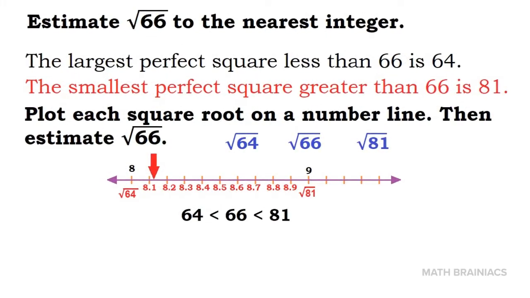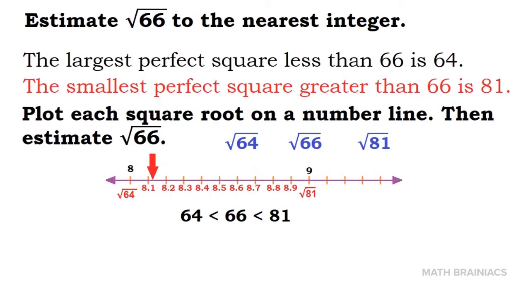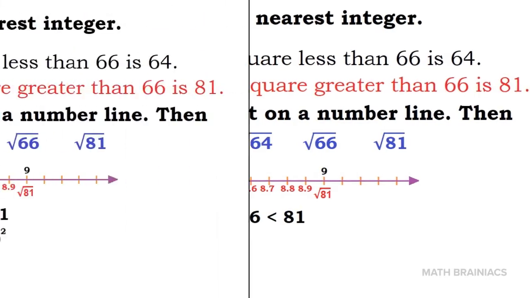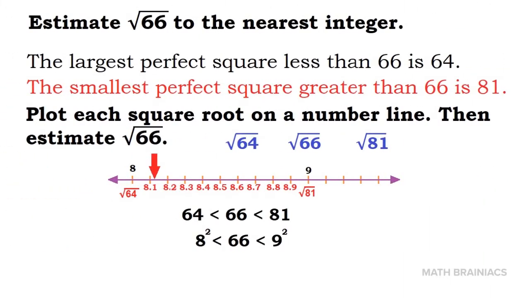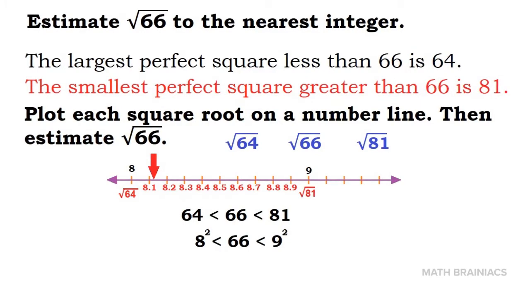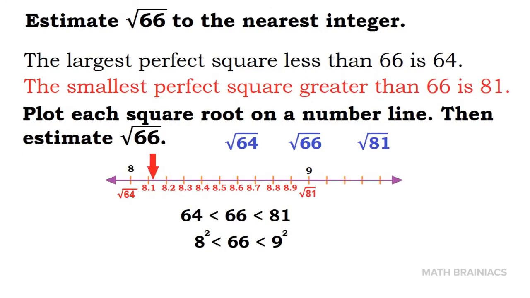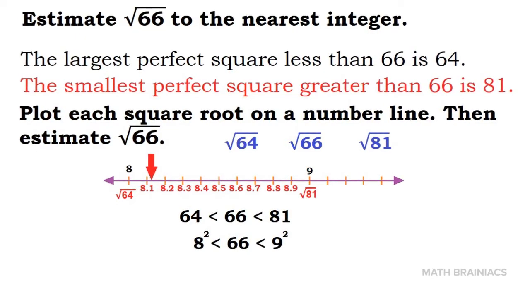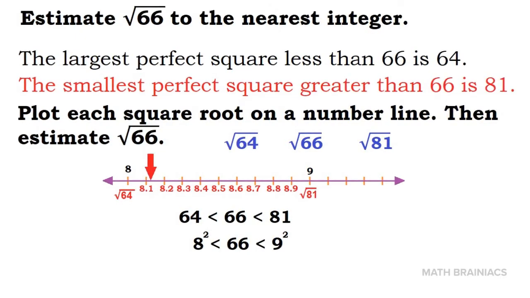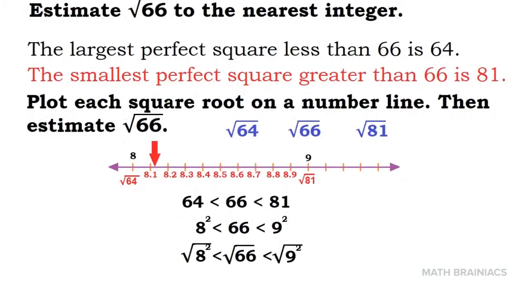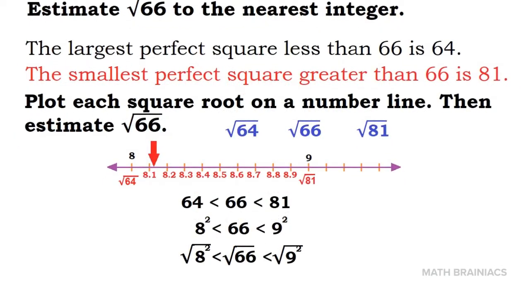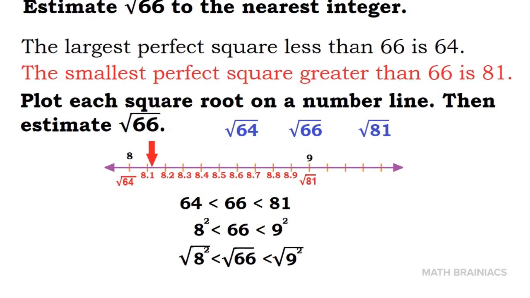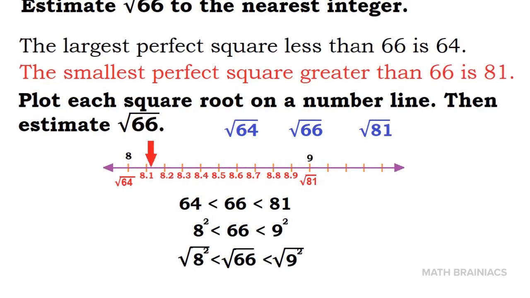Accordingly, we can come up with an inequality equation which is 64 less than 66 less than 81. We know that 64 is 8 squared and 81 is 9 squared. So, we can rewrite the inequality equation as 8 squared less than 66 less than 9 squared. Finding the square root of each number, we can come up with square root of 8 squared less than square root of 66 less than square root of 9 squared.